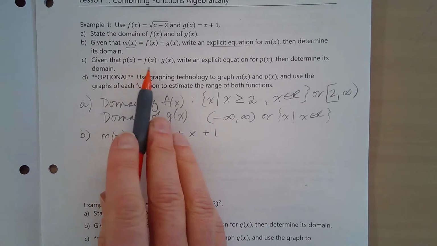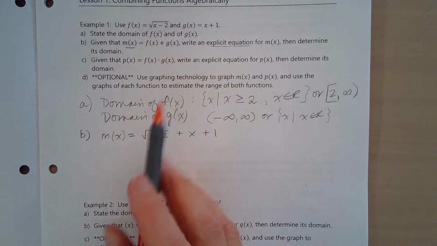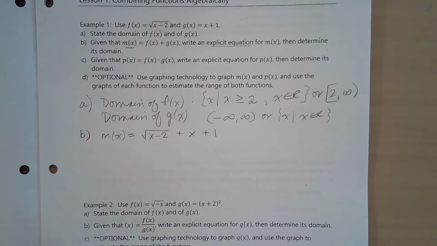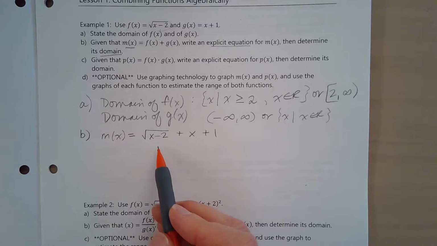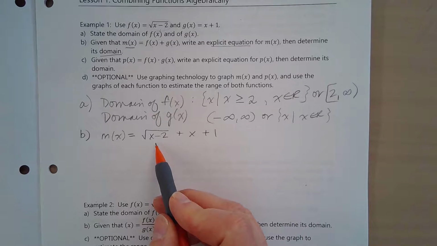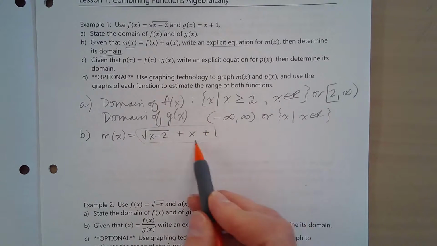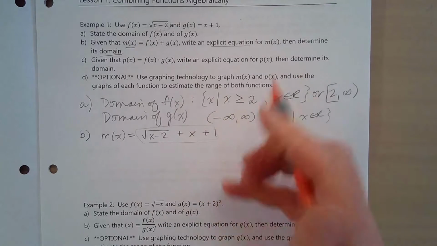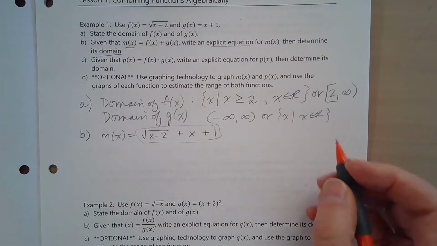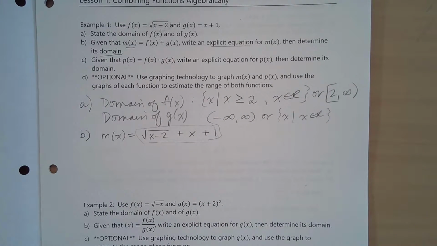Given that p of x is f times g, write a statement for that. Oh, sorry, and then determine its domain. Okay, that might be a bit tricky, right? But this is where it's hard to visualize, right, in our heads what the new domain would look like. So this is where I'm going to give you your first kind of new little note.